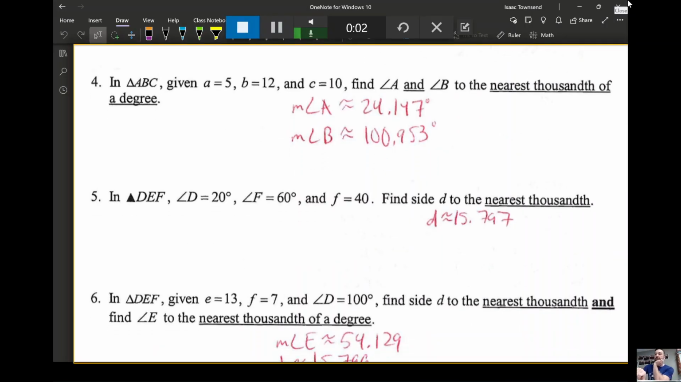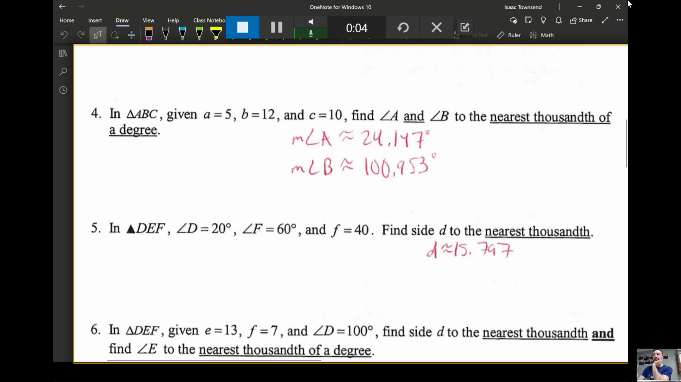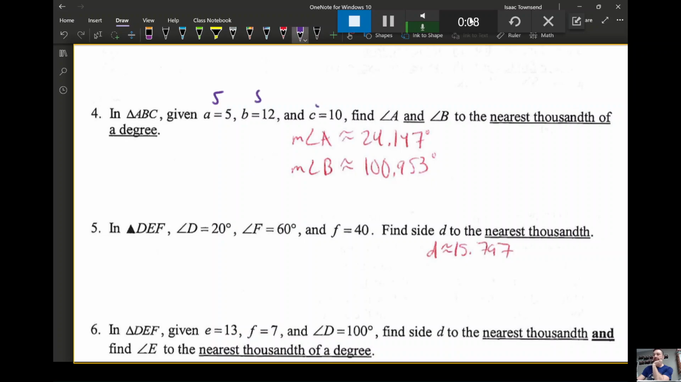Okay, so first thing I noticed about question 4 is the information given to me. They give me a side length and another side length and another side length. So I know side, side, side is going to be law of cosines. And they're asking me to find angle A and angle B. So if you go to your formula sheet, which right for today that's going to be on your notes, on the quiz it'll be at the top of the front page.